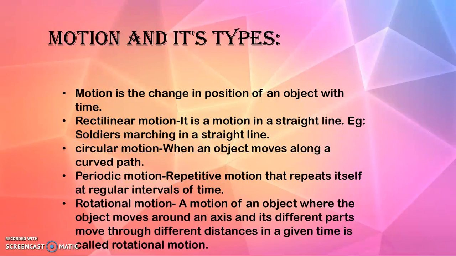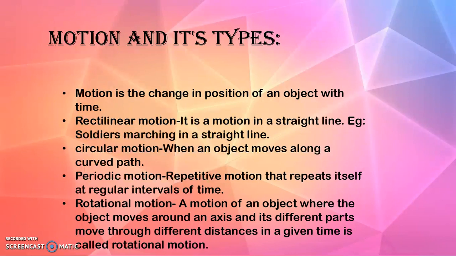Motion and its types. Motion is the change in position of an object with time, whereas during rest there is no position change with respect to time. Different types of motions are rectilinear motion. It is a motion in a straight line. Example, soldiers marching in a straight line.